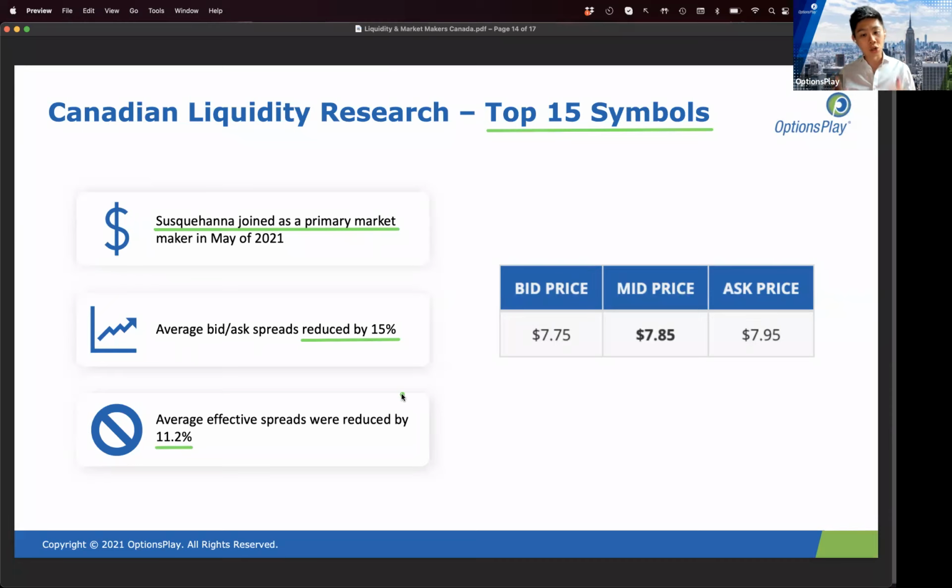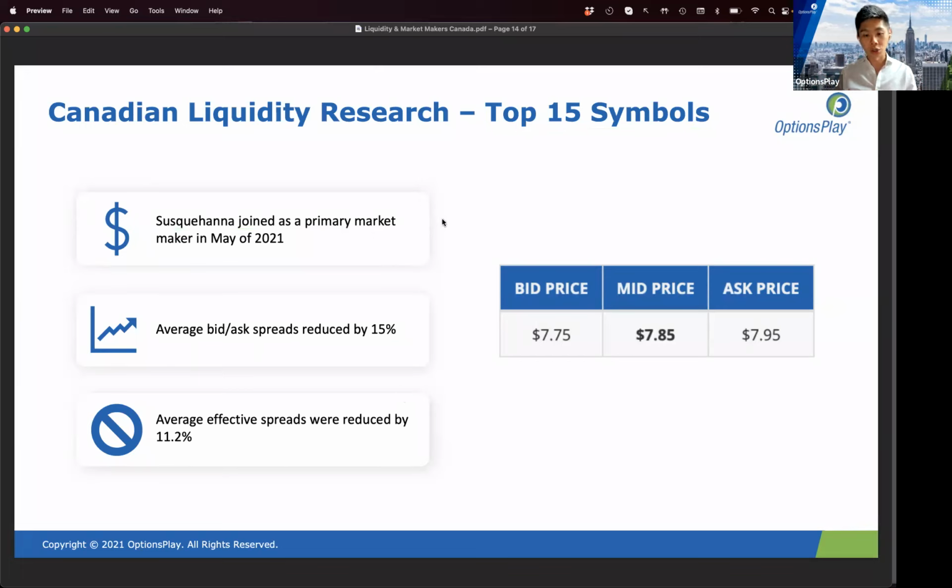So this is something that is good news for Canadian investors, is that you're seeing better liquidity, and not only better liquidity, but executions that are happening at a price closer to what we call fair value, which is the midpoint. So we took this one step further.